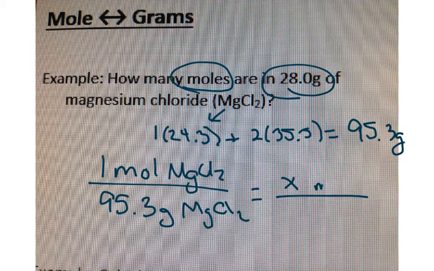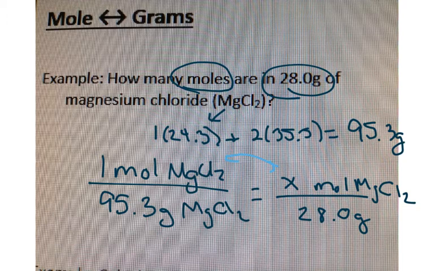Well, since I'm trying to find out what moles is, I'm going to put that on top. Okay, the reason why I put my moles on top is because moles was on top on the other side. If it was not on top and moles was on the bottom, I would put X moles on the bottom for this ratio. So it's going to be X moles of magnesium chloride over 28 grams. Okay, and then I'm going to cross multiply and solve, and I get X equals 0.294 moles of magnesium chloride, MgCl2.